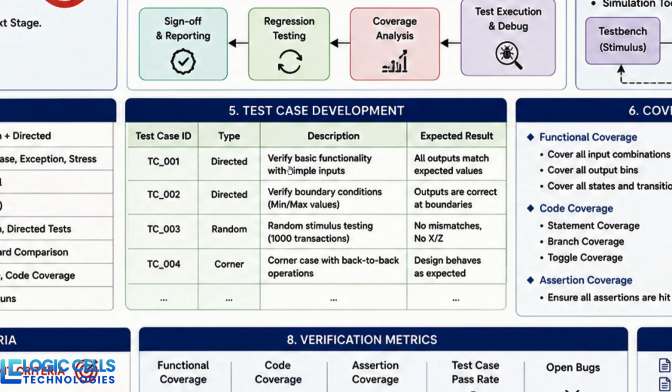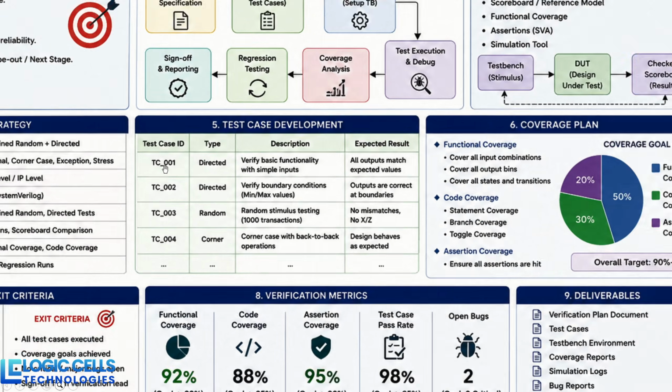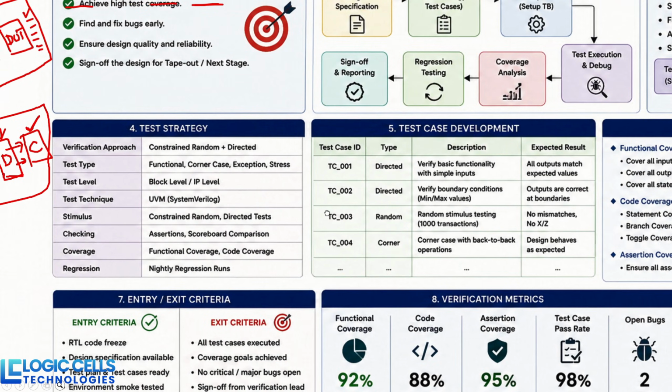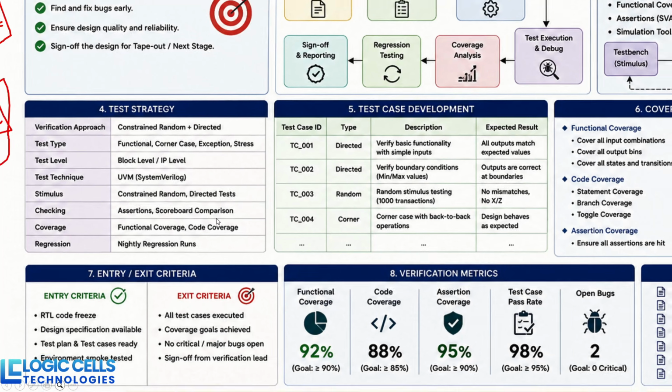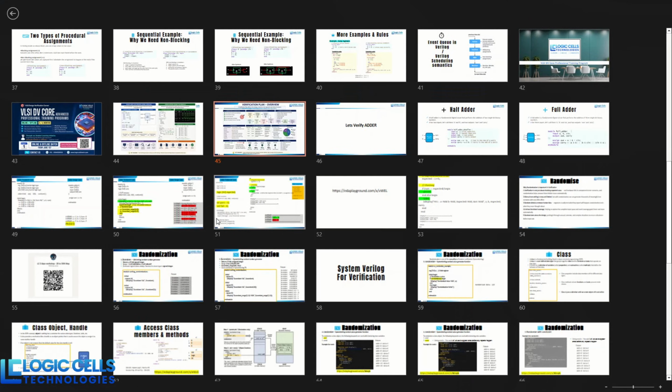Let's say very simple inputs. If your design works for those simple inputs, then you can give random values. You can generate 1,000 transactions and check if any mismatches are there. Then you can provide corner cases, back-to-back operations. You can stress your DUT. All these are test case development stages. Okay, and these are the test case IDs you can keep for reference. So these are the test strategies and different levels of verification that is not required now. Let's move on to the next stage.